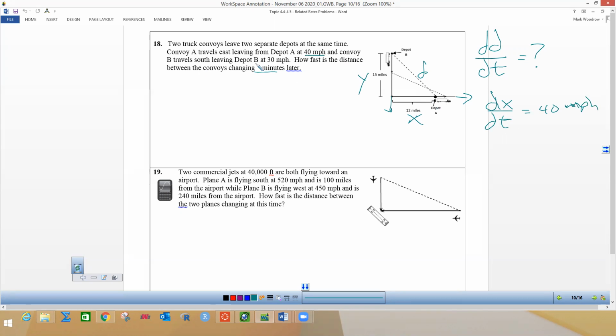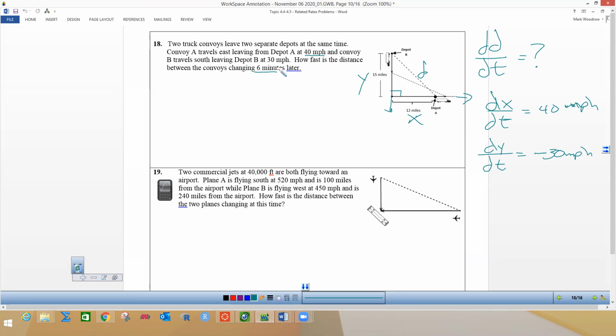And dy dt, what's he doing? 30. Now, how's he traveling? See, this guy's distance is getting bigger, right? What's this guy's distance from this point getting? Smaller. So what will we do with that 30? We have to make that negative because it's going down. It's getting closer to this point. So because this is getting closer, that's a negative rate, and since this one's getting farther, that's a positive rate. Is everybody okay with that? Okay, so we know these things.